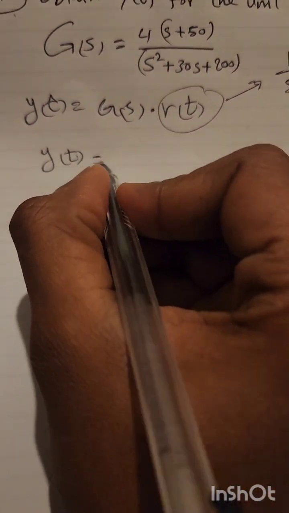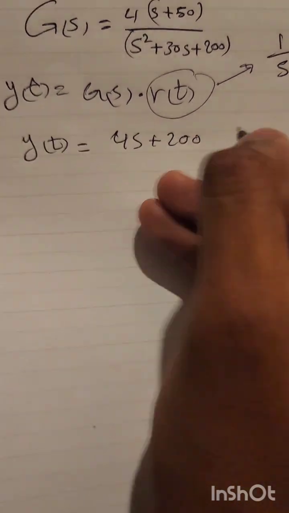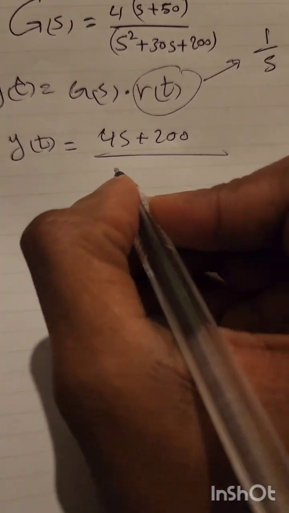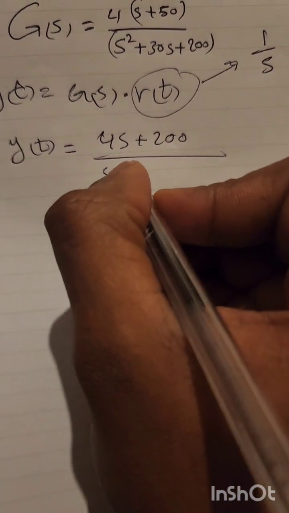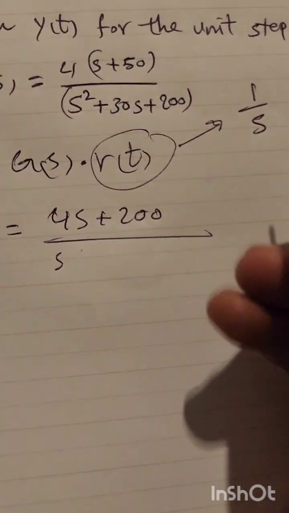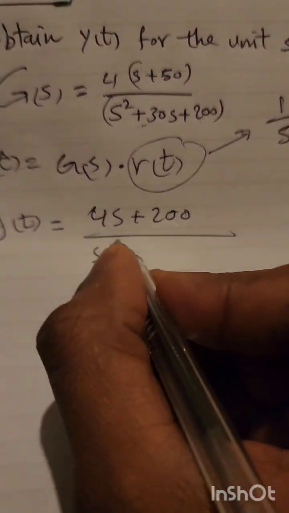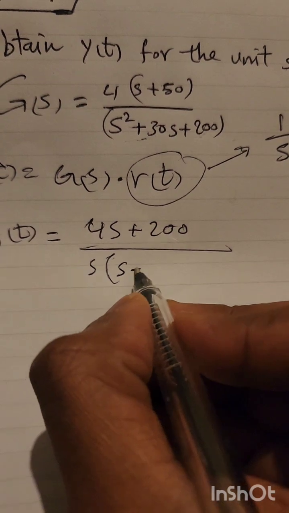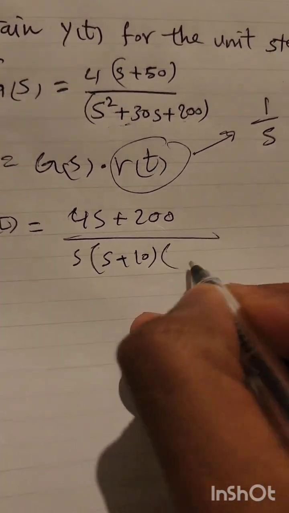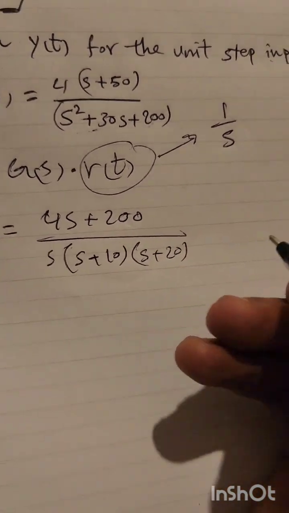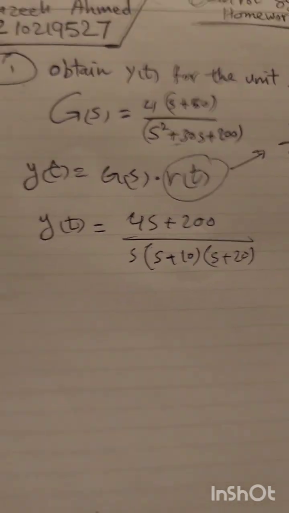So how do we get this? First of all, let's write it in an organized way. Y(s) is equal to (4s plus 200) over s, and we can factor the denominator into two brackets. The first one is s plus 10 and s plus 20.